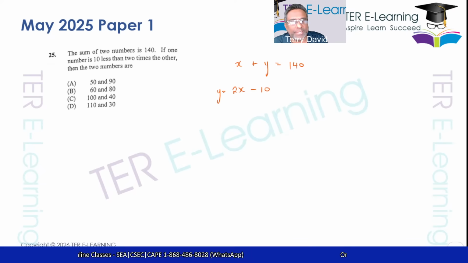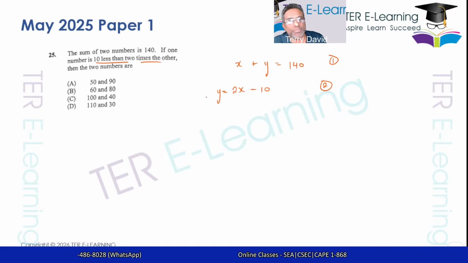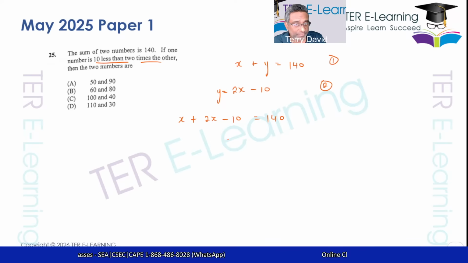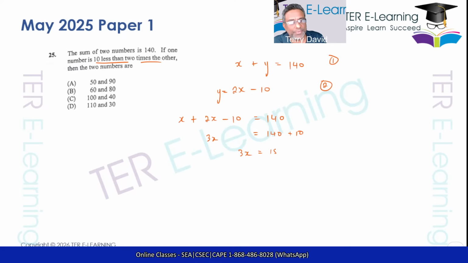We can probably do something like this, a statement like this here. If they said 10 less than 2 times the other, this is subtracting 10 from 2 times a number. So basically you have a simultaneous equation here. Let's call this equation 1 and this equation 2. We can substitute 2 into 1. So we can say x plus 2x minus 10 is equal to 140. So this is 3x is equal to 140 plus 10. So 3x is equal to 150, and therefore x is 150 all over 3. So x is equal to 50.